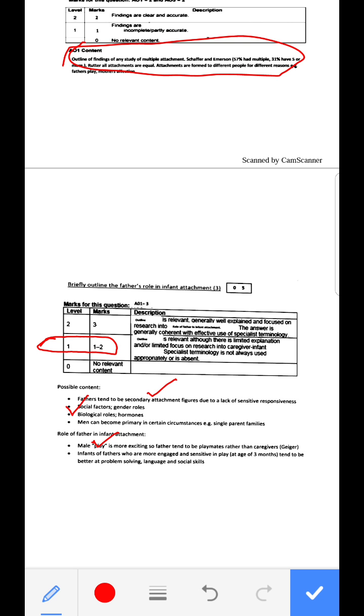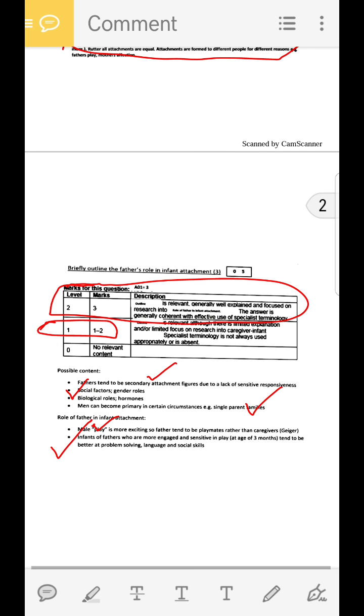However, the better answers were the ones who also referred to legitimate findings, so this bit here, where infants and fathers who are more engaged and sensitive tend to be a bit better at problem solving, and also the really good answers stretched it and said that whilst father is normally secondary, he can in certain circumstances become the primary caregiver, i.e. in single parent families. So pretty well answered. You can see what you should be putting in there if you want to get 3 out of 3, what else you need to add in to your answer there.